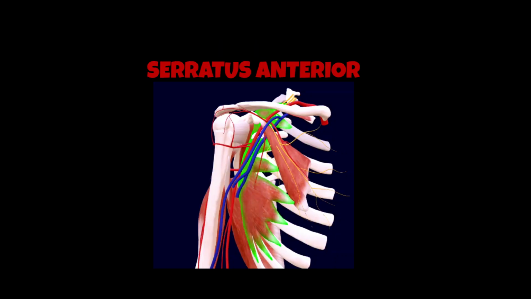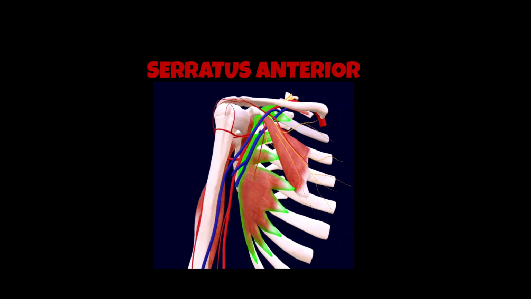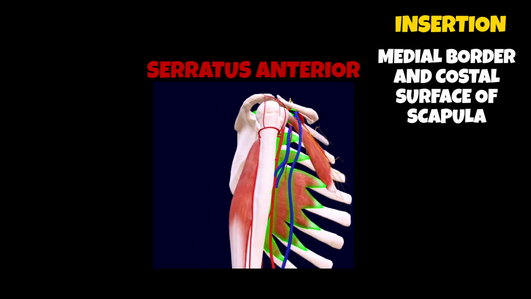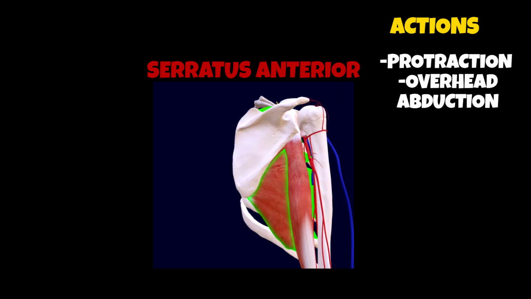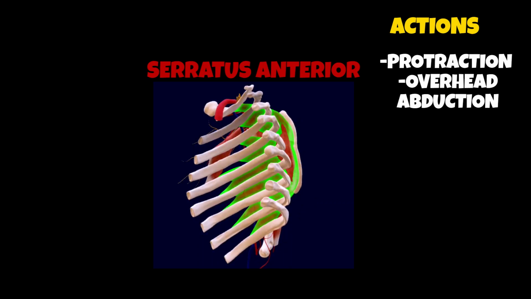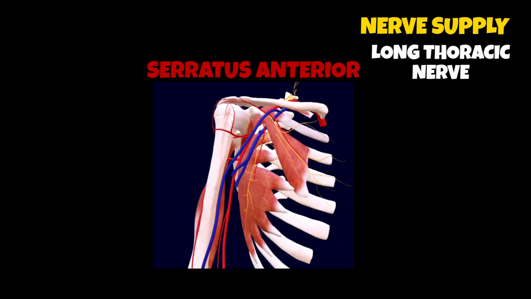So the serratus anterior muscle arises from the lateral surfaces of ribs 1 to 9, including the deep fascia overlying the intercostal spaces, and attaches along the entire costal surface of the medial border of the scapula. It helps in protraction of the scapula. It is essential for upward rotation during overhead abduction and holds the scapula firmly against the thoracic wall. It is innervated by the long thoracic nerve running on its external surface.